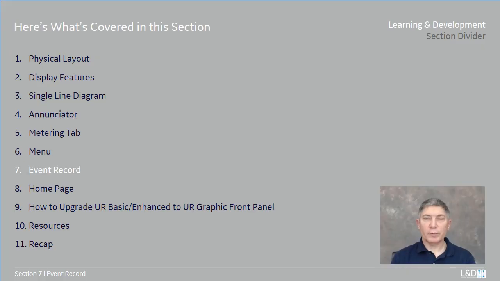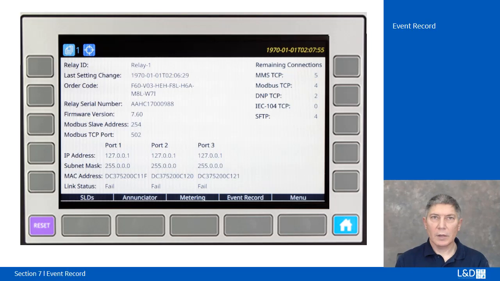In this section, we'll review the features of the event record button, which involves getting access to the event recorder or historian. The event record button can be selected from the home page of the graphical front panel to access the contents of the event recorder.